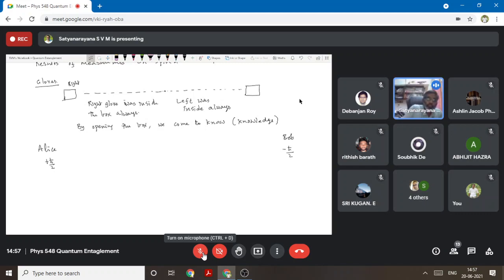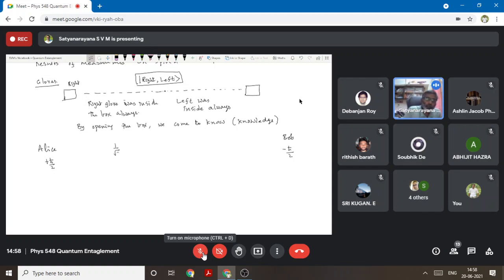Whereas if I want to write a state like this, right comma left, always this is in this state. Now this is a product state. You only make a measurement to find out what it is, whereas here you have an entangled state.